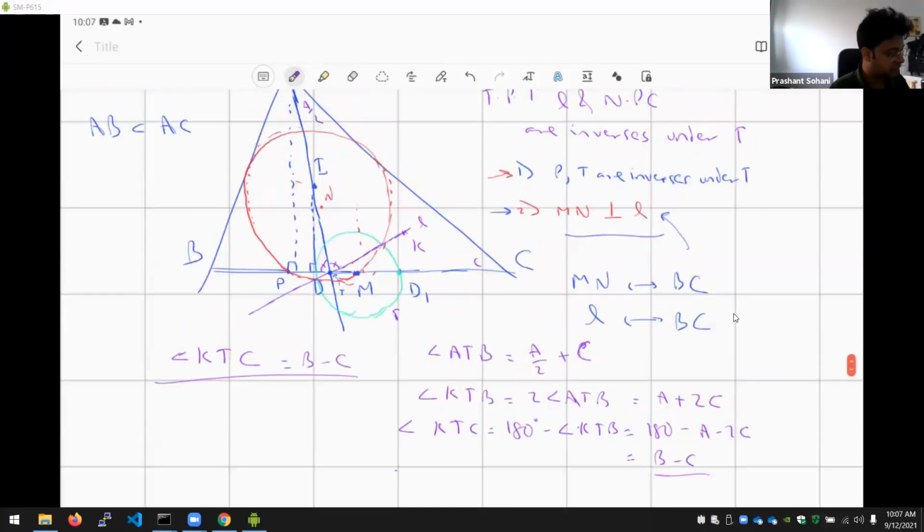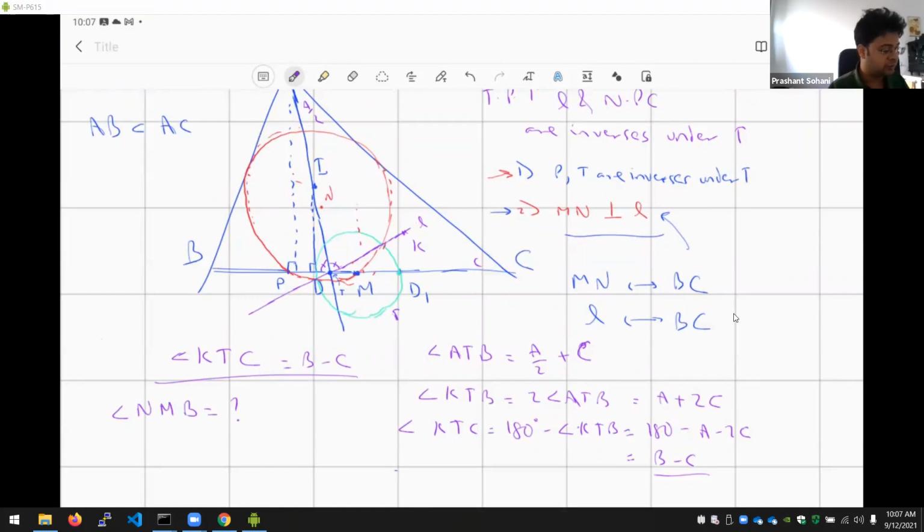Okay, so this was the first part. Now the angle MN makes with base BC. So what is the angle formed by MN with base BC? Let's say I want to look at angle NMB. So here we have to use the known facts.